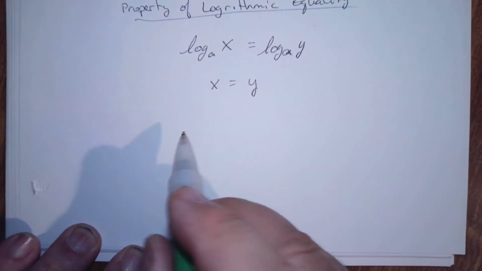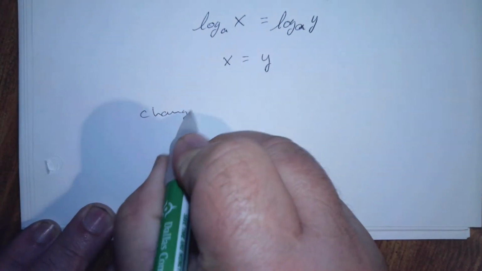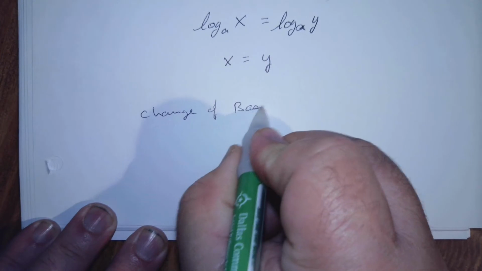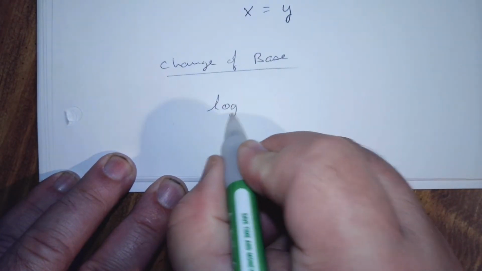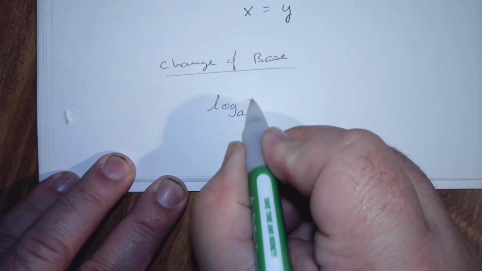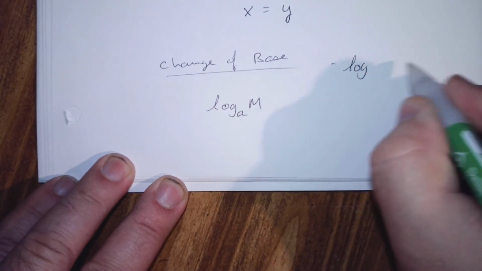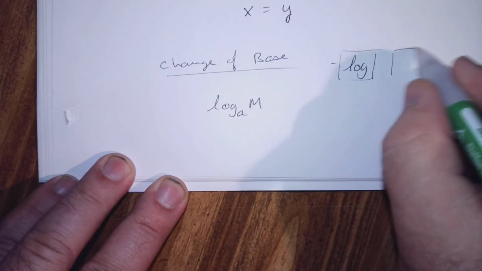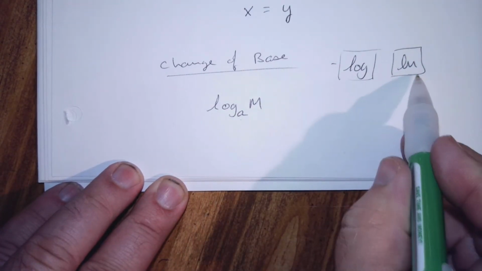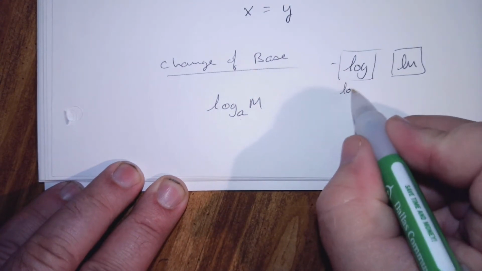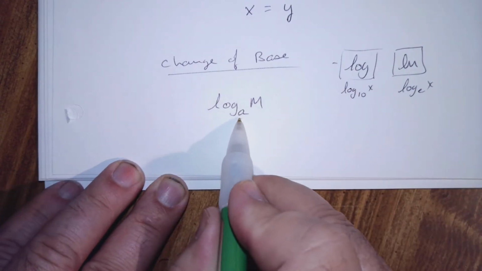Also remember the change of base. If we have a base other than e or 10, because remember your calculator has these two buttons, this is log base 10 and this is log base e. Anything else, we have to change the base.